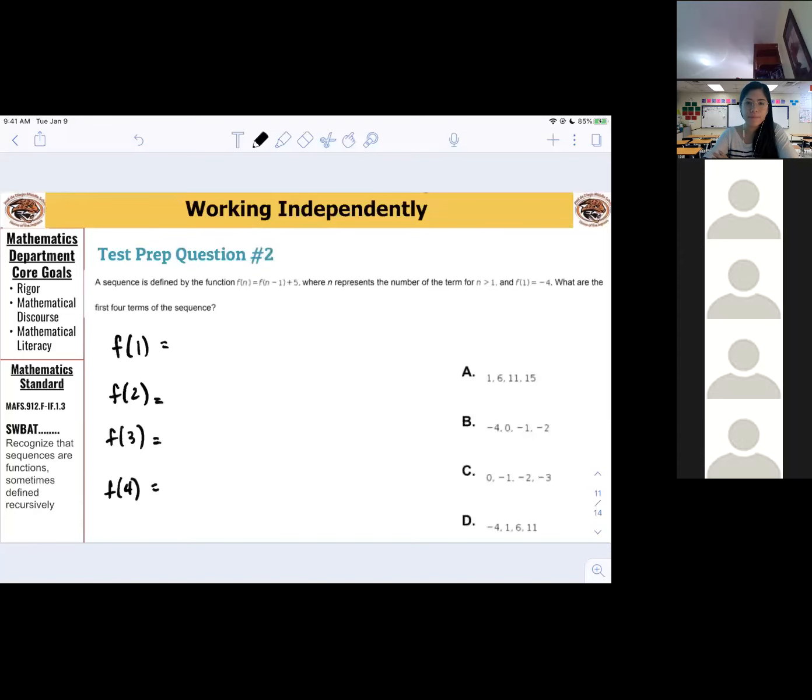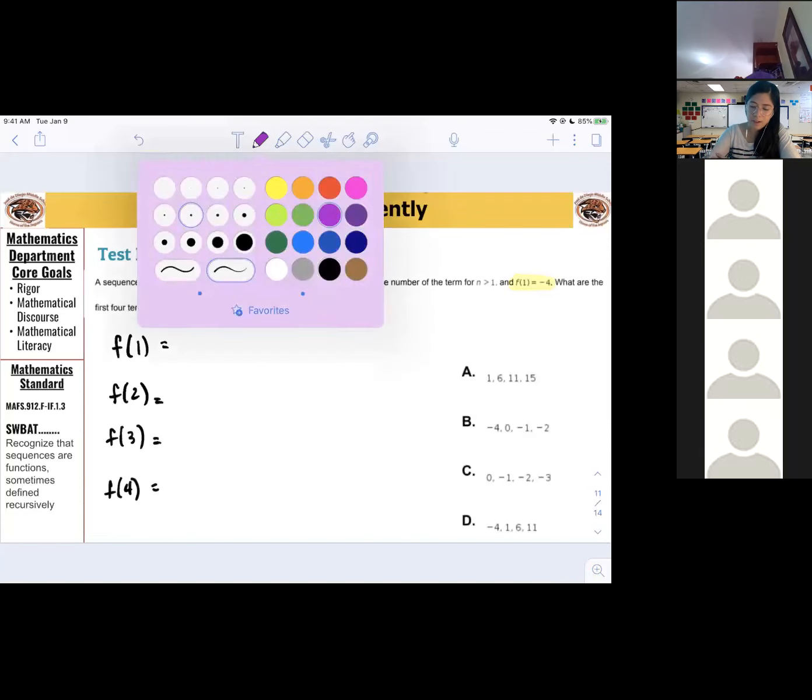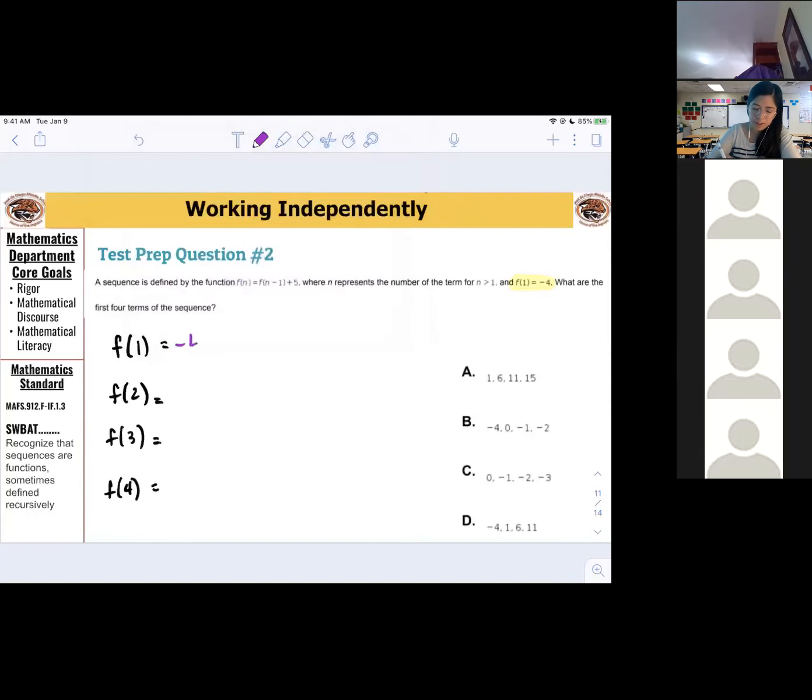Wait, can you repeat the question, please? How do I know f of 1? It gives it to you in the question. Where does it give it to you? F of 1 equals -4. It says it right here. So you don't have to do anything for f of 1. It already gives it to you. F of 1 equals -4.